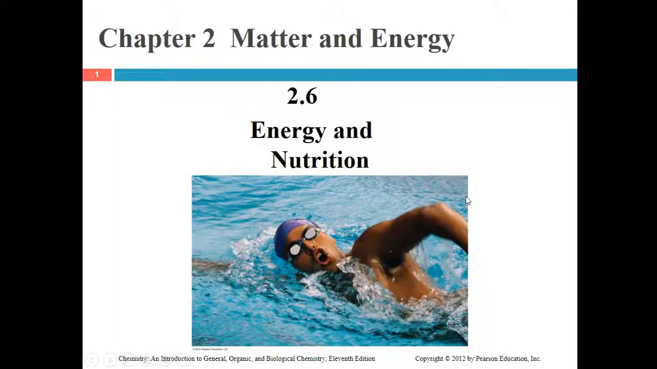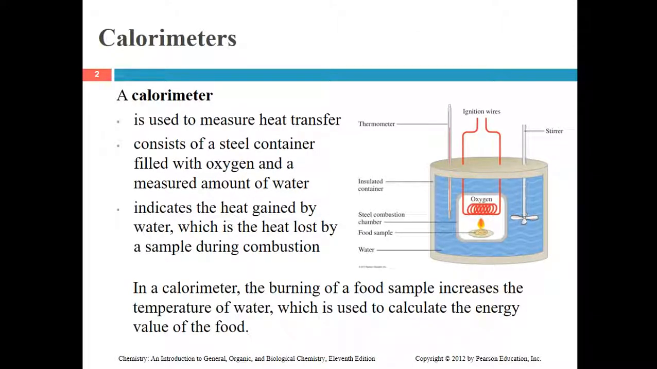In this last section, section 2.6, we will be applying what we've learned in this chapter about energy to what you already know about nutrition. So first of all, you may wonder, how in the world did they ever figure out how many calories were in your apple or your banana or your nuts or whatever?